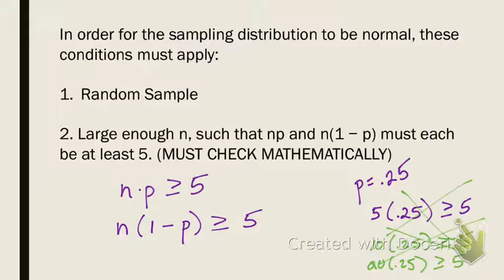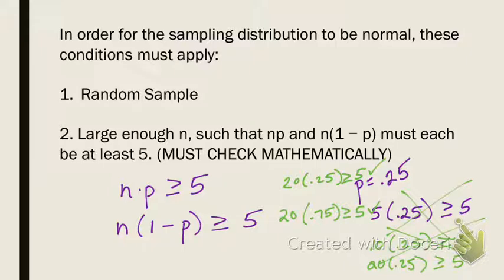So I check 20 times 0.25 is greater than or equal to 5. That works out. And then 20 times 1 minus p, so 0.75, is greater than or equal to 5. Both of those work. So that tells me that using a sample size of 20 is okay. That's a normal distribution. And it was a random sample because, what did we do? We randomly picked them out of the bag. So I could use this distribution and call it normal.